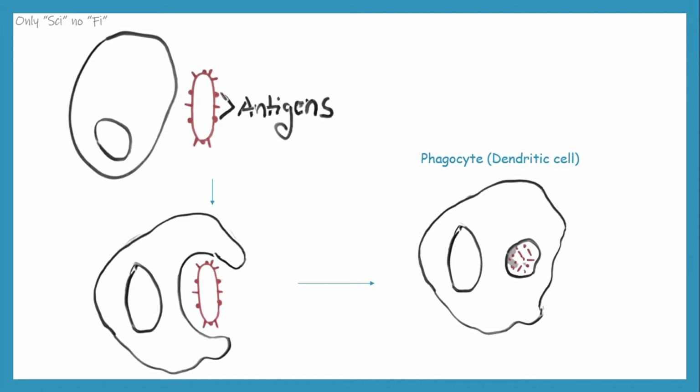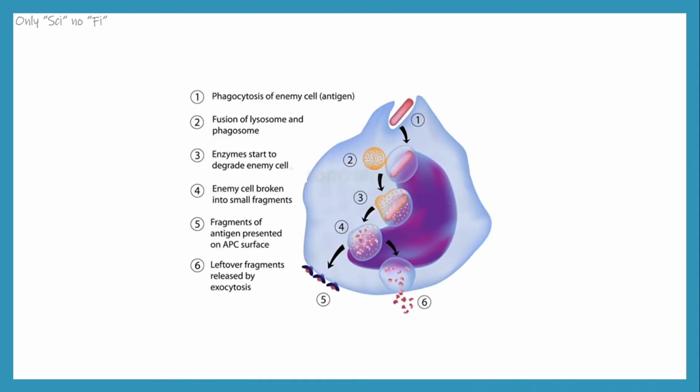Now, what is the adaptive arm? As I talked about, the Th cells, B cells, Tc cells, etc. How exactly does this phagocytosis happen? This is just an overview wherein a pathogen enters and is phagocytosed or engulfed. It fuses with a lysosome, forming a phagolysosome. The enzymes start to degrade the pathogen. Now, this enemy cell is broken into smaller fragments. The fragments, or antigens, are presented by these cells on their surface, and the leftover, of course, is released. This is how antigen presentation works.